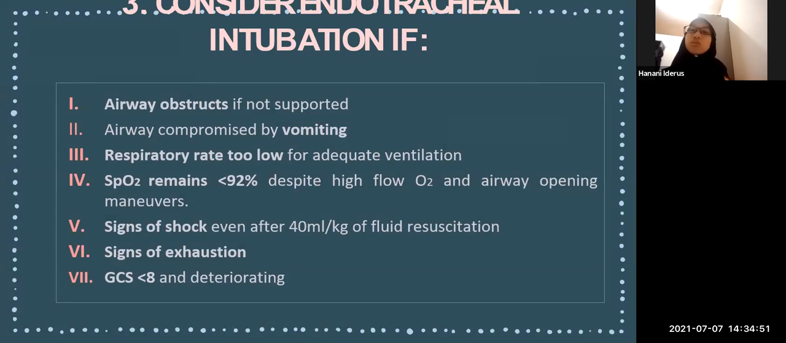So we also need to consider when we need to intubate the patient, because the aim of intubation is to ensure the airway is patent. There are altogether 7 conditions. The first one is if the airway is not supported, the airway will be obstructed, or the airway is compromised due to vomiting. The third one is the respiratory rate is too low for adequate ventilation. That's why we need to intubate.